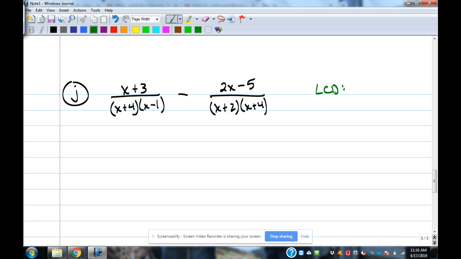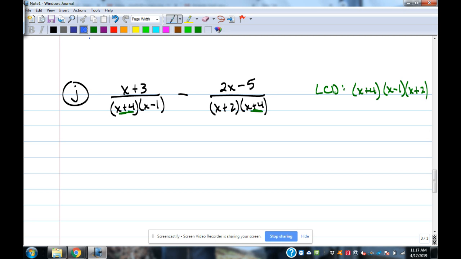Let's see if we can get that common denominator. What's the first part of the common denominator? x plus 4. The part that they have that's the same. So that's going to be those 2 pieces. Okay. Now, what do they have that's not the same? An x minus 1 and an x plus 2. So the least common denominator is going to be the product of all 3 of those. We're not going to have to multiply that out. Don't think I got to multiply that whole thing out and get a cubic polynomial. No, you don't. So what does the first fraction need?